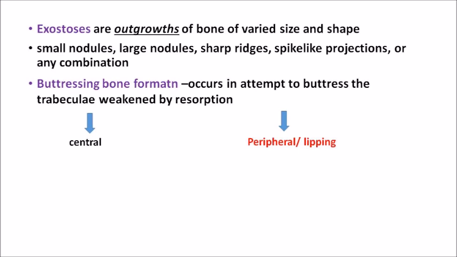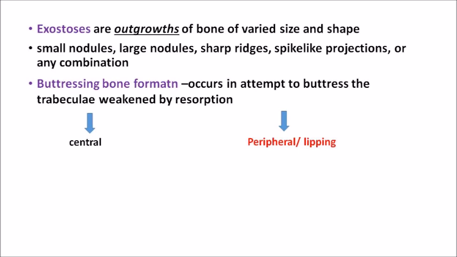The next one is buttressing bone formation. Buttressing bone formation occurs in an attempt to buttress the bony trabeculae, which is weakened by resorption. That is, when some dehiscence or some bone loss occurs, the body attempts to strengthen the bone. That is, already the height of the bone has been reduced. So body wants to strengthen the bone, buttress the bone by increasing its thickness. This is called buttressing bone formation.